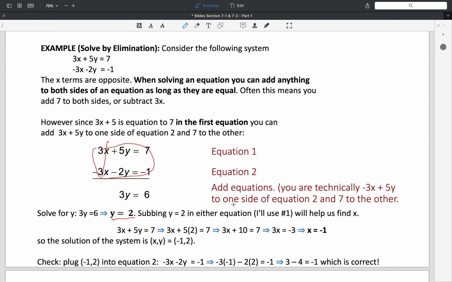Now, I need to find out what x is, so I'm going to substitute y equals 2 into either one of these equations, but I'm going to use this one right here. Okay, so I go down here, and I get 3x plus 5y equals 7, 3x plus plugging this 2 right into here, and I go through the math.